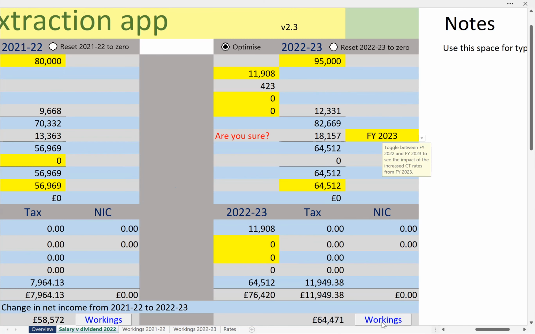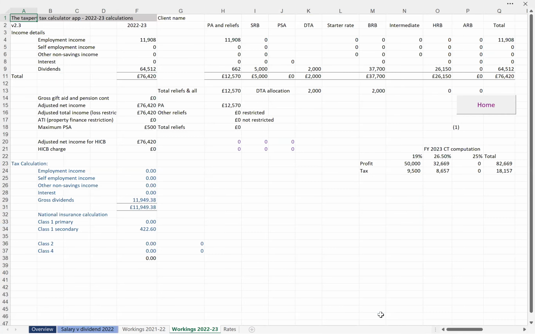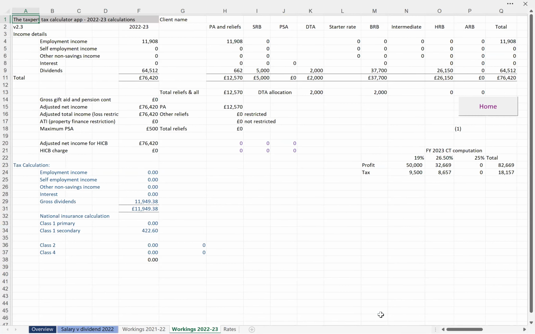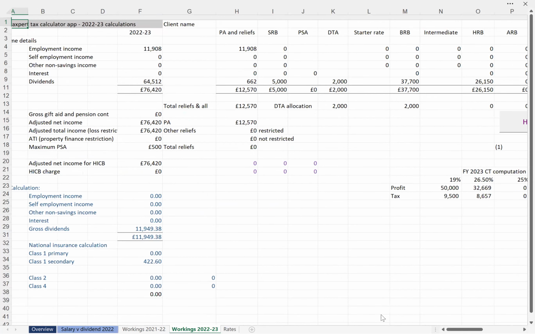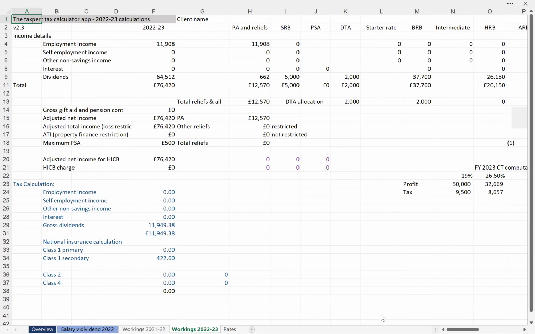And then, as with the other apps, you've got the workings. So if I look at the 22-23 workings, that shows how the allowances are allocated and how the savings rate band, etc., goes into the tax calculation.